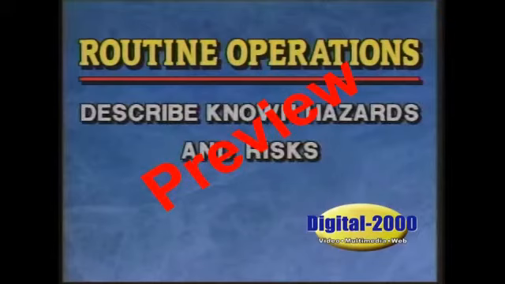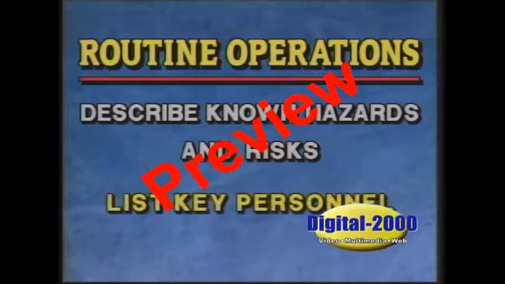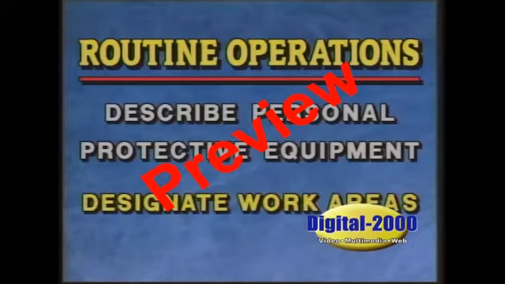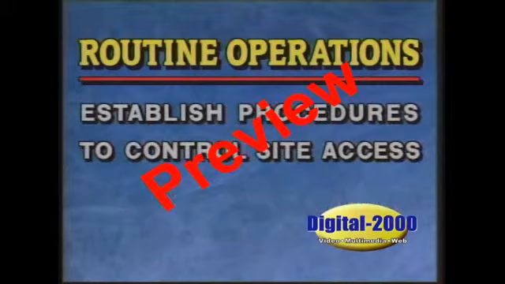Describe the known hazards and evaluate the risks associated with the incident and with each activity conducted. List key personnel and alternates responsible for site safety, response operations, and for protection of the public. Describe personal protective equipment and clothing to be worn by personnel. Designate work areas.